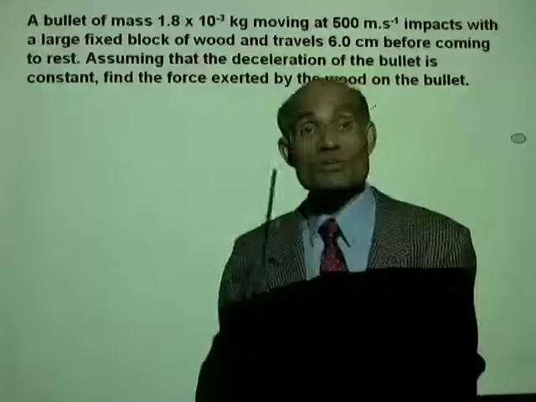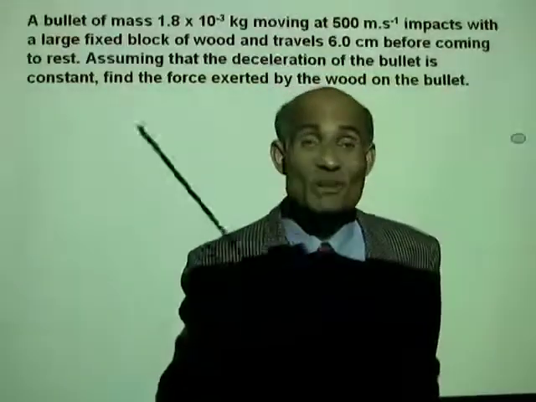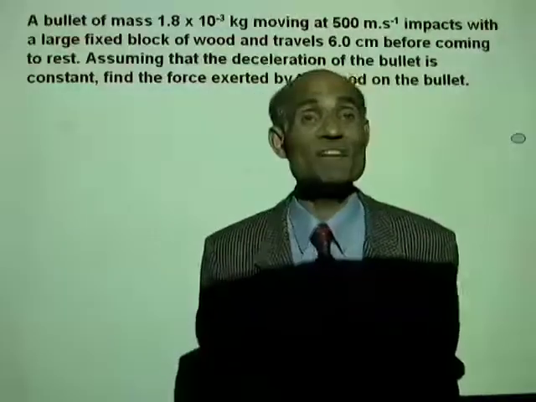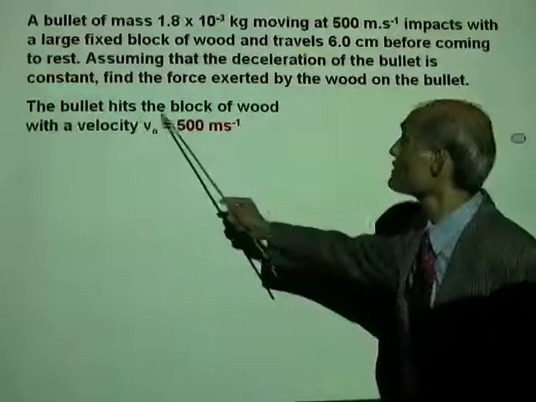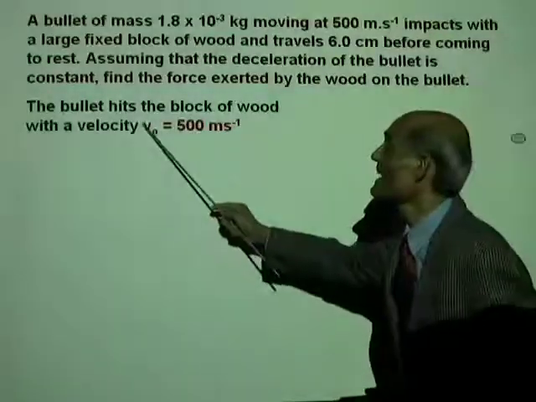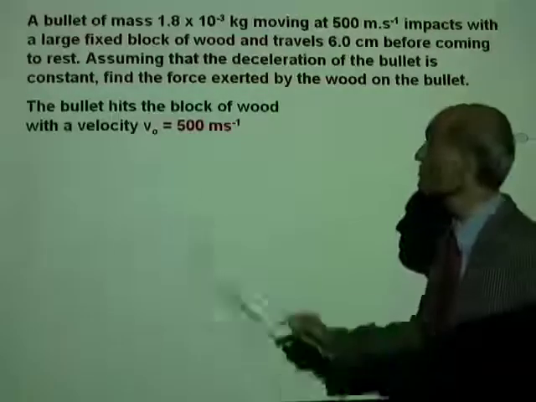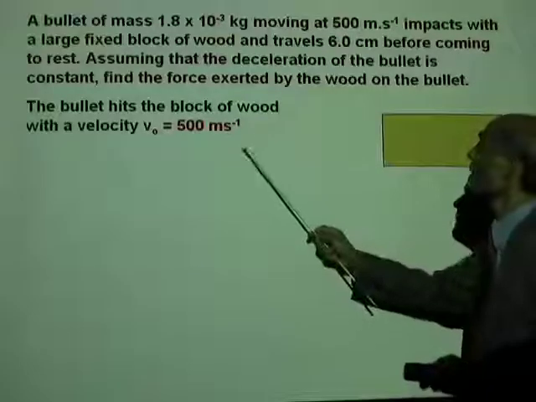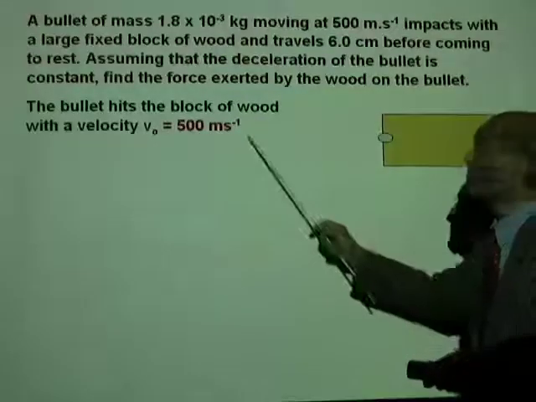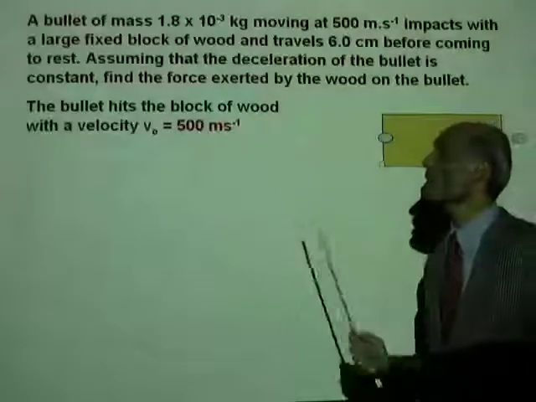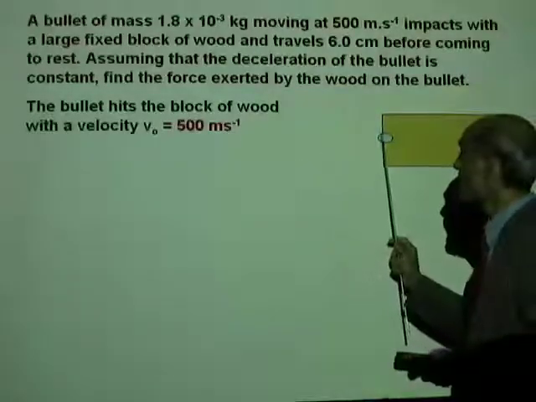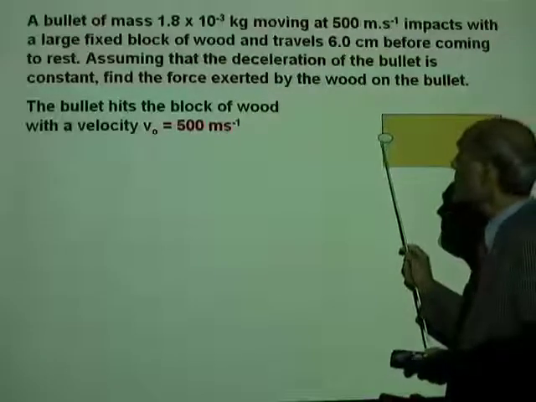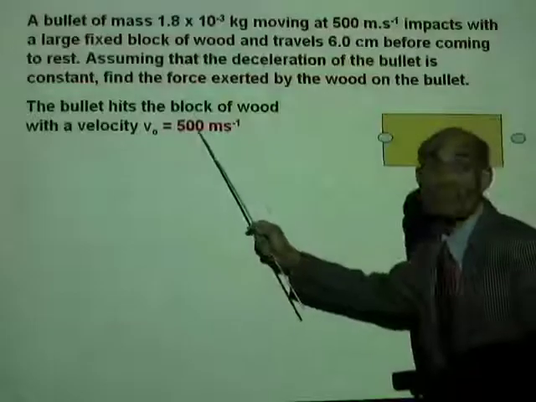Well, in order to find the force, we need the acceleration. Is that right? We have done this kind of problem actually before, calculating the acceleration. The bullet hits the block of wood with an initial velocity v0 equal to 500 meter per second. This is the block of wood, and you can see the bullet coming. The bullet came with a tremendous speed of 500 meter per second and hit the wood here. It is not stopped there. The moment it hits there, it has this velocity.